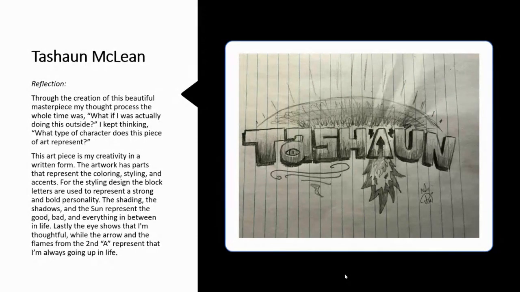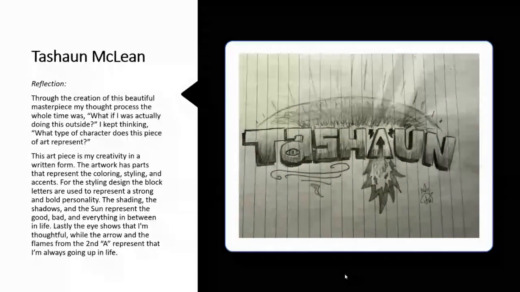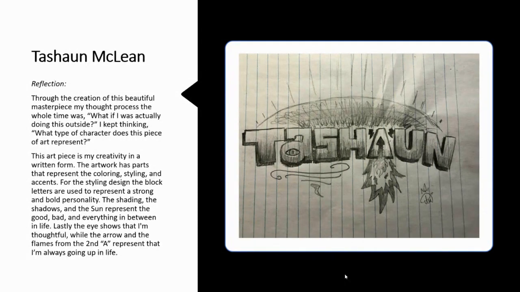My name is Tayshawn McLean. So this is my project. My project is Tayshawn. So as I was thinking about the process of starting this project, I wanted to focus on something that would represent me and my personality. So at first, the style I went with was bubble letters. You can see I put a shadow behind it, and on top there's a sun, and there are other hidden meanings behind the artwork too. There's also shading in between the letters.